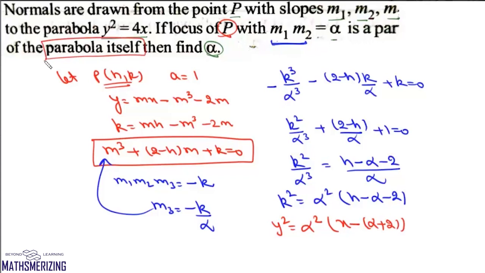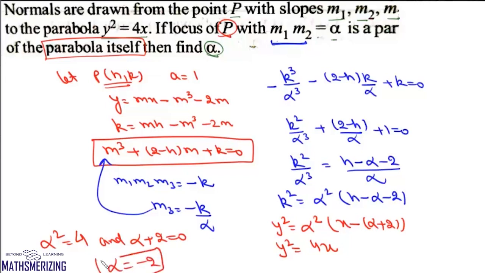Now in the question it says the locus of this point P is a part of the parabola itself. So that means this locus should be y square equals 4x. Now we'll compare, then we'll get two conditions, which are: the value of alpha square should be 4, and alpha plus 2 should be 0. So from here we'll get only one condition, and that is alpha equals minus 2. So the answer to this question is that the value of alpha should be minus 2.